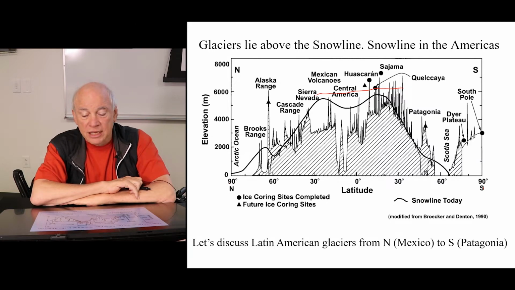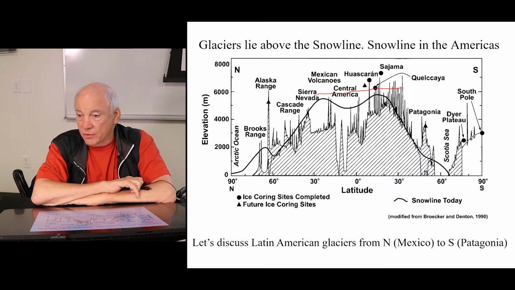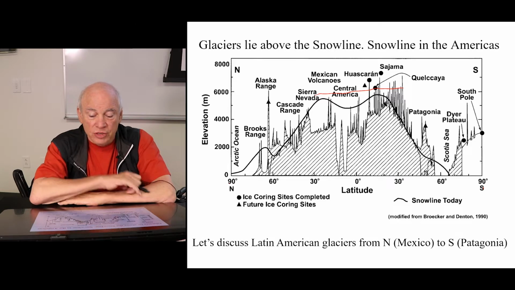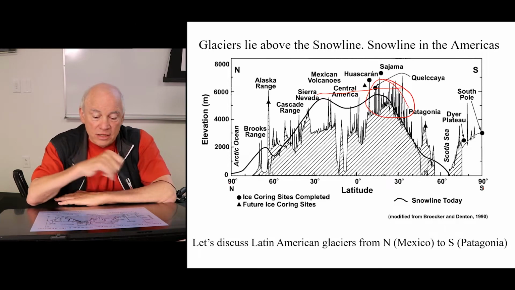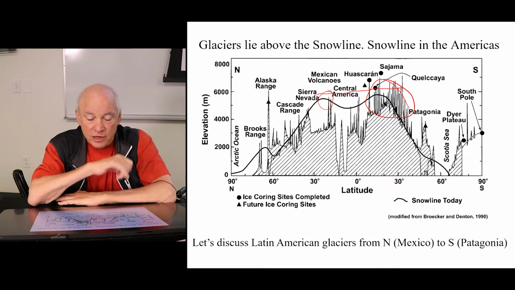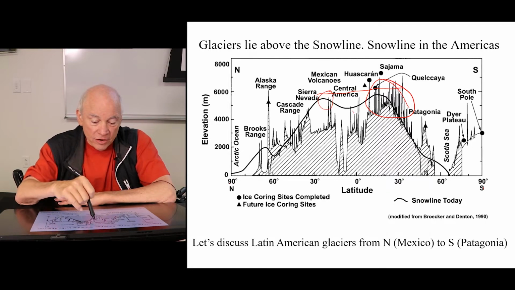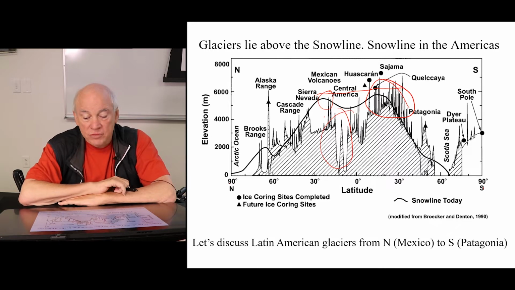And we can see immediately what we're going to talk about in the rest of this lecture, which is there are a lot of glaciers in the Andes. There are a few glaciers in Mexico, and there are no glaciers in Central America. Just not high enough.